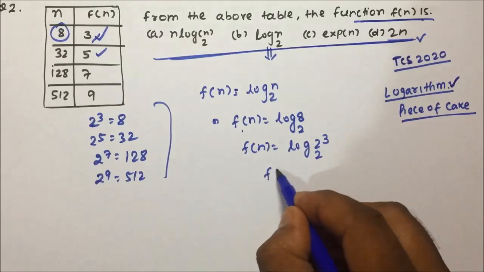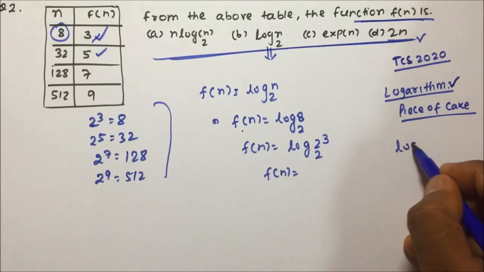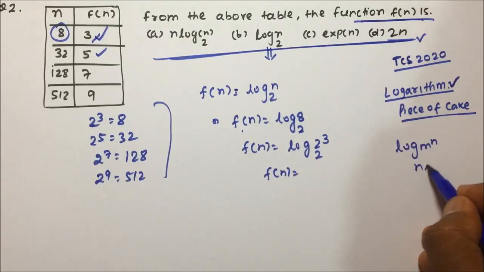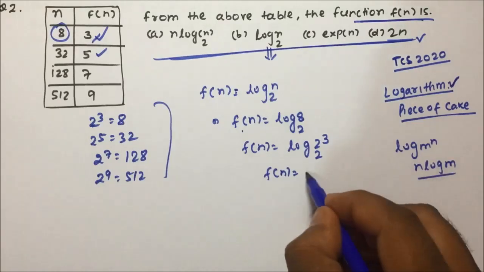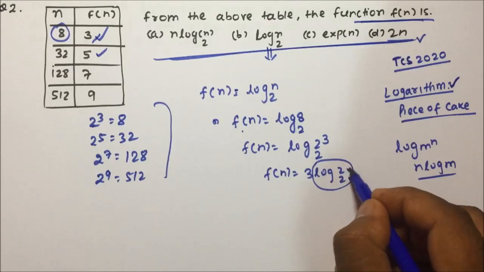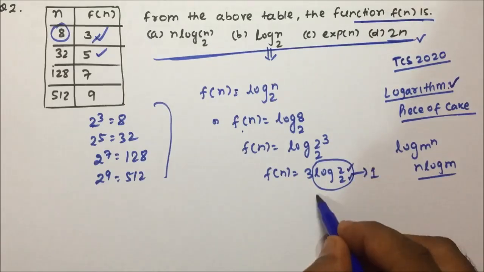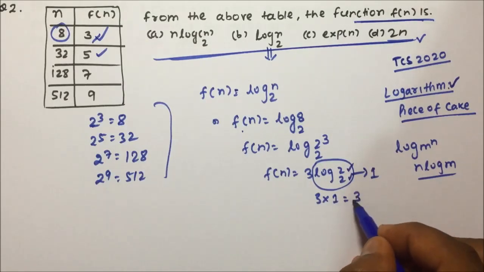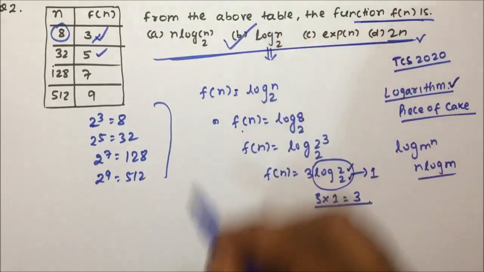Now f(n) is equal to, so log, sometime back I told you log m to the power n will be nothing but n log m. So 3 log 2, and as I told, if both are the same, the value will become 1. So 3 into 1 will be equal to 3. So that means this is what is correct.